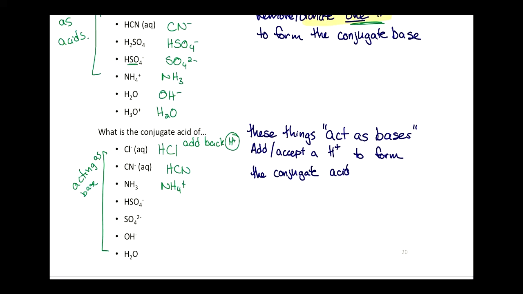HSO4 minus. When it acts as a base, remember we gain it, we accept an H plus. So then how many hydrogens are on the resulting conjugate acid? 2, yes. So note here, when we're kind of in the middle, sometimes folks get confused: do I add a proton or remove one? Look at what I'm asking you. I'm asking for the conjugate acid. So this thing has to act as a base and accept a proton. So it's H2SO4, no charge. SO4 2 minus, we're still adding a proton back.